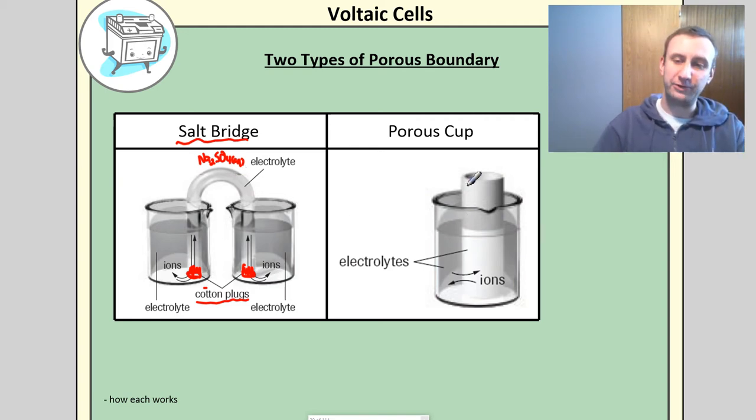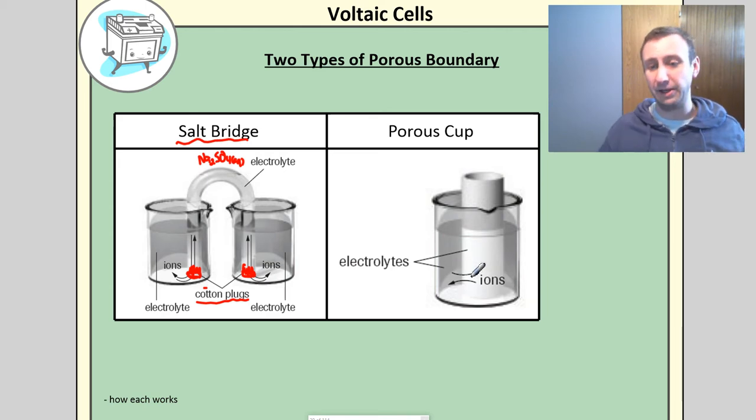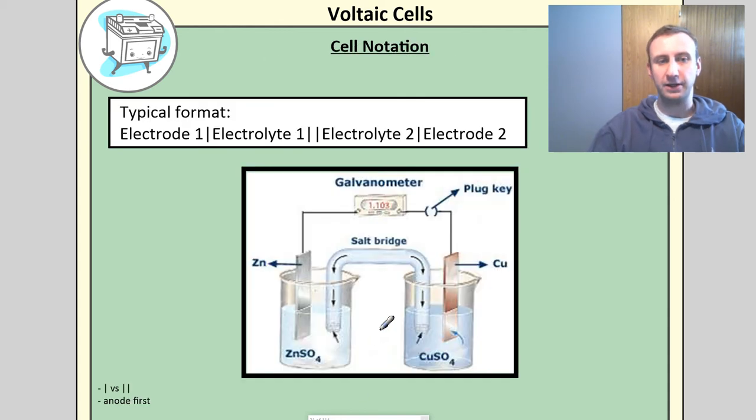The other option, which is a little bit more efficient, is a porous cup. So this porous cup, again, allows ions to move through. It's a material that is somewhat porous, but doesn't allow for complete mixing of chemicals. Okay, so you don't actually have just solutions completely mixing between the two.